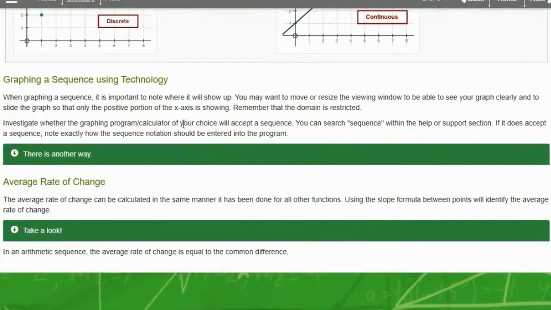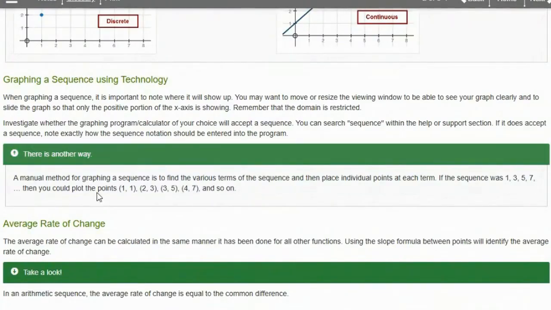Graphing a sequence using technology. It's important to note where it'll show up. You may want to move or resize the viewing window so we can see everything. Investigate whether the graphing program of your choice will accept a sequence. A manual method is just graphing the points. The sequence is 1, 3, 5, 7. You plot (1, 1), (2, 3), (3, 5), (4, 7).